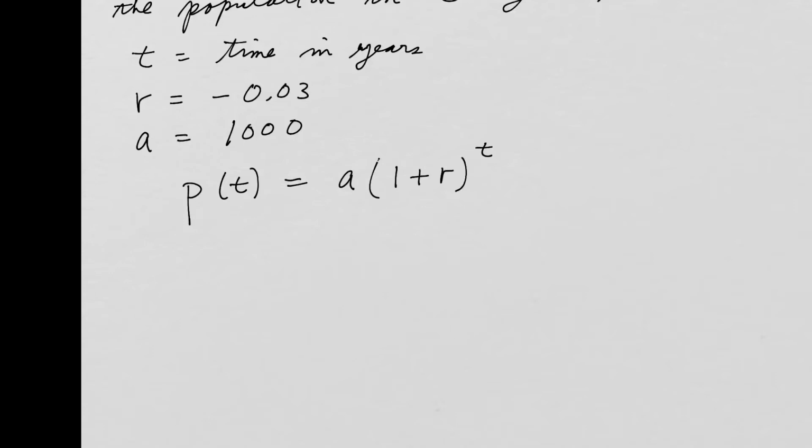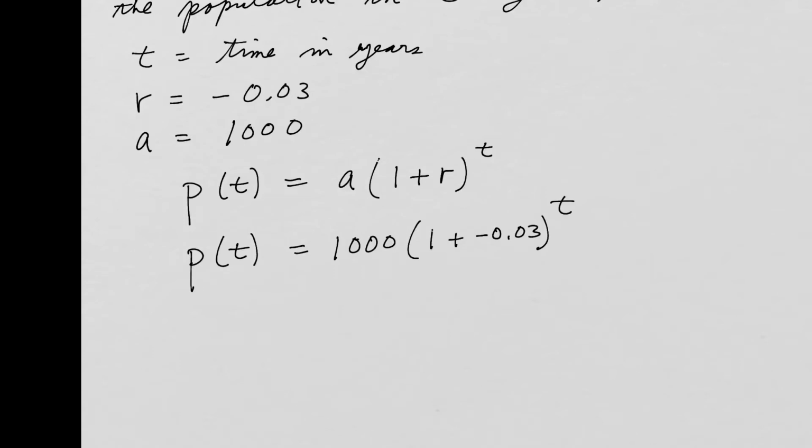So if I want to figure out the population at 30, I can just substitute in 30. But first, let's put in these parameters. For my specific case, I have P of t, the population at time t, is equal to 1,000 times (1 plus negative 0.03) to the t.